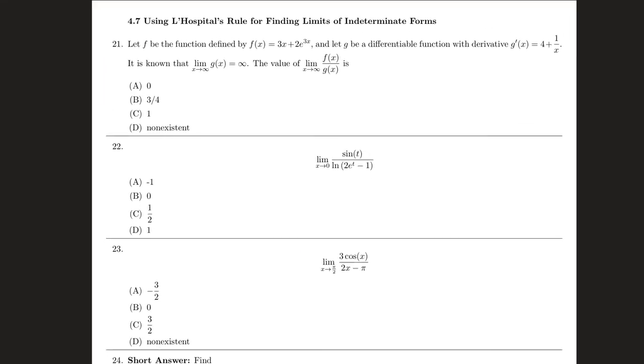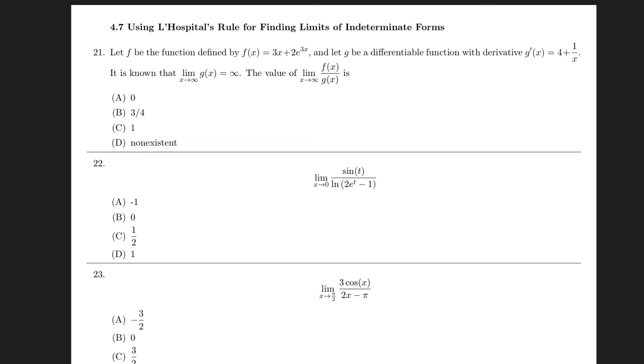All right, our last learning objective is using L'Hopital's rule. Remember L'Hopital's rule: if you get 0 over 0 or infinity over infinity, you take derivatives and redo your limit. This one we're trying to figure out the limit as x goes to infinity. f of x is on the top. When I plug infinity there, I'm definitely going to get infinity. It tells me the limit of g is infinity, so I get infinity over infinity.